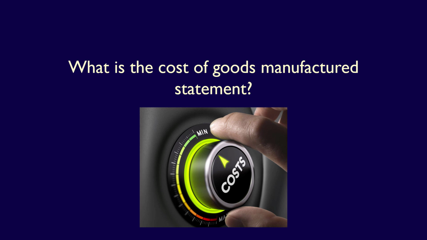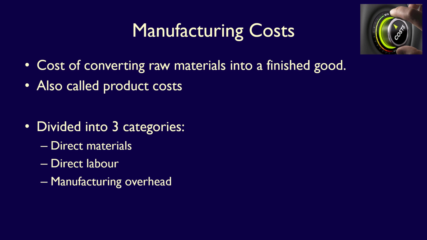Let's learn how to produce the cost of goods manufactured statement. Recall that manufacturing costs, also called product costs, are the cost of converting raw materials into finished goods. These include direct materials, direct labor, and manufacturing overhead. We then have to think how these costs flow into the production process.